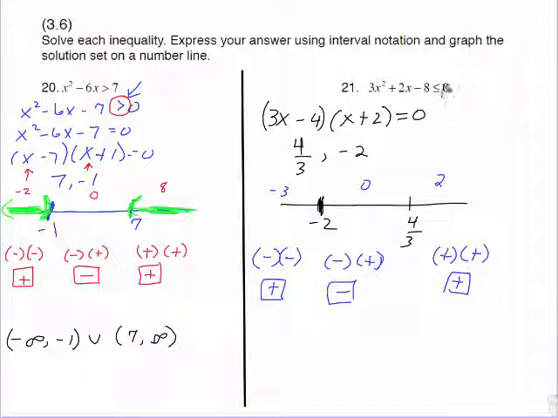So my original problem was less than or equal to. The numbers that are less than or equal to 0 are negatives. The only place where I have a minus sign down here is right there. So I'm going to shade between here. Also, because it was less than or equal to, they're getting the square brackets. So there's my graph solution, and my interval notation will be from negative 2 to 4/3.